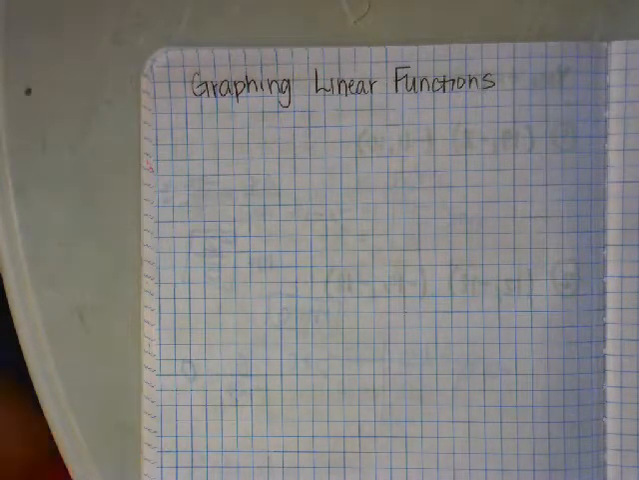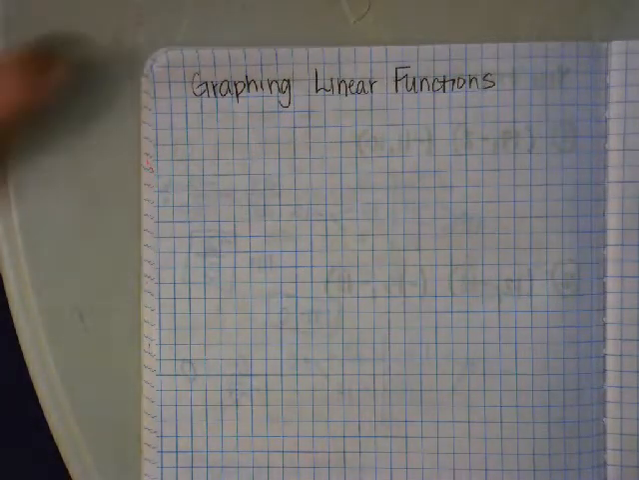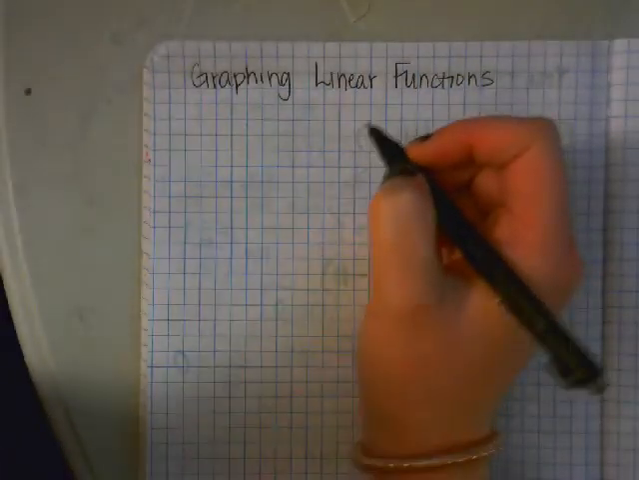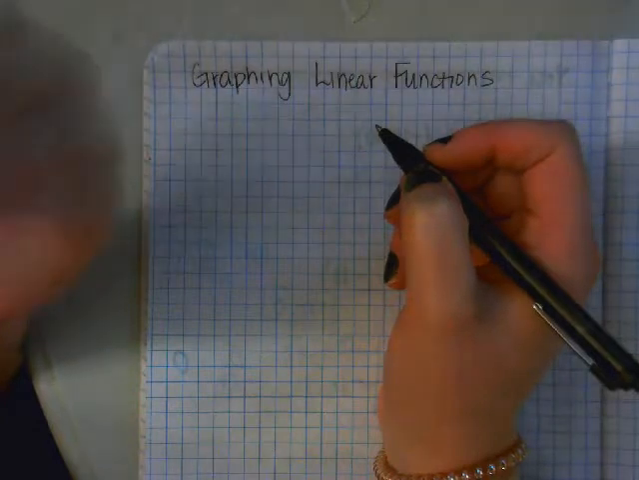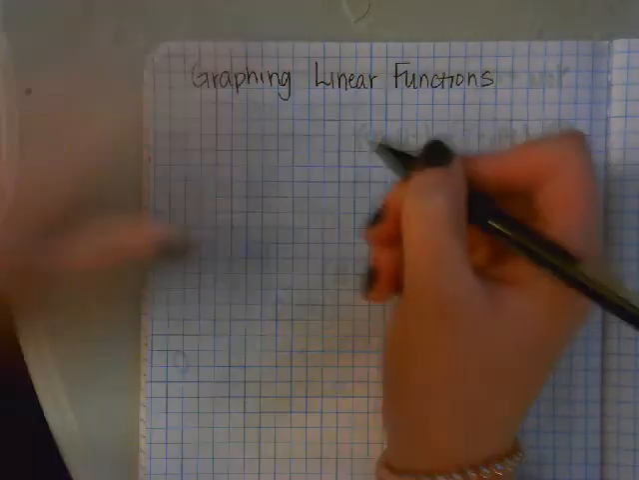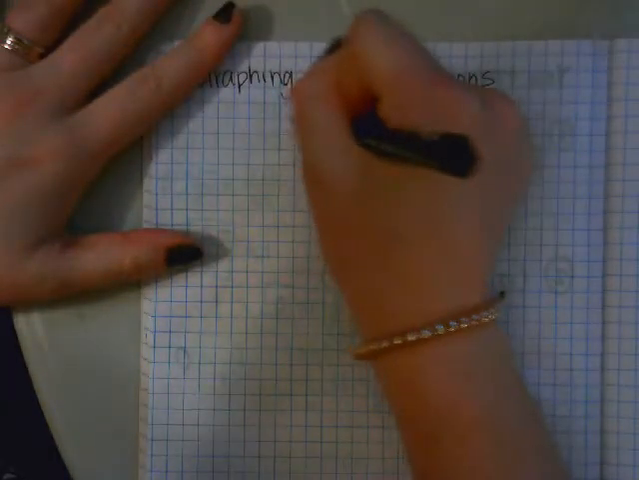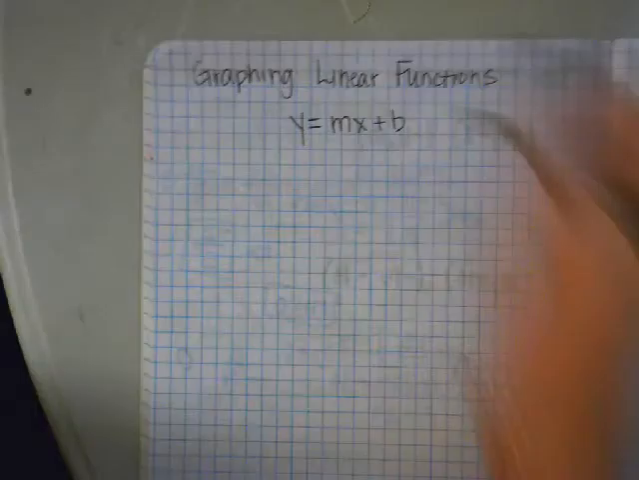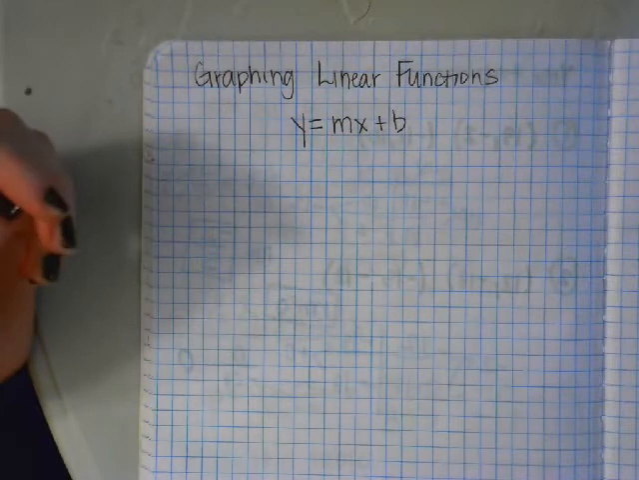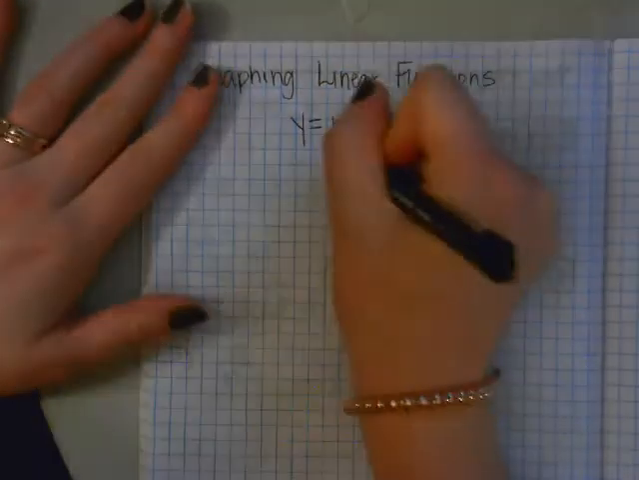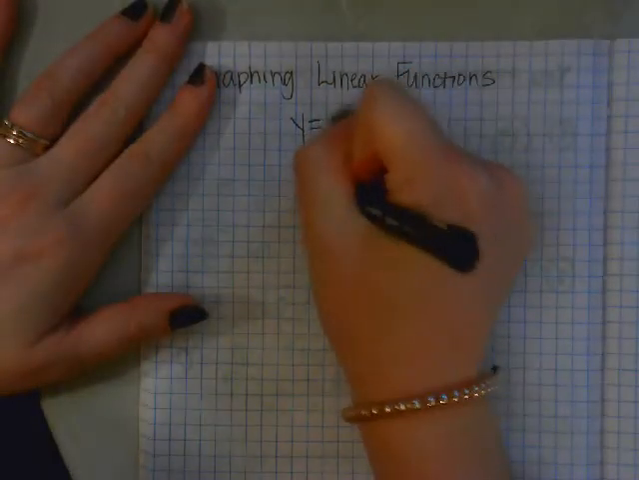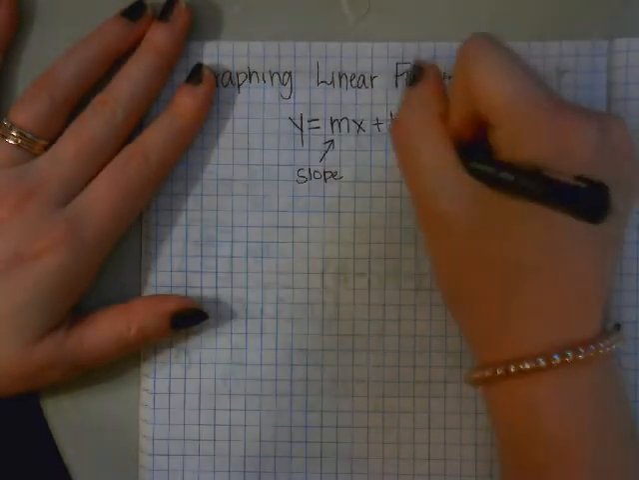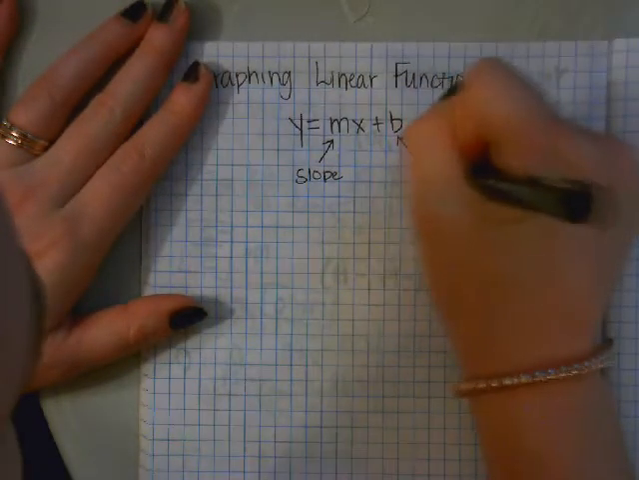In order to graph them, first we need to recognize that linear equations or linear functions are represented by an equation in the form y equals mx plus b, where m and b are numbers, and m we know is our slope, and b is our y-intercept.